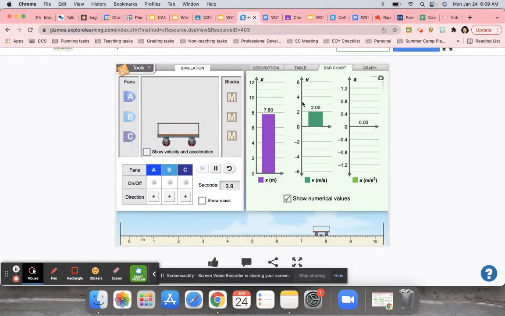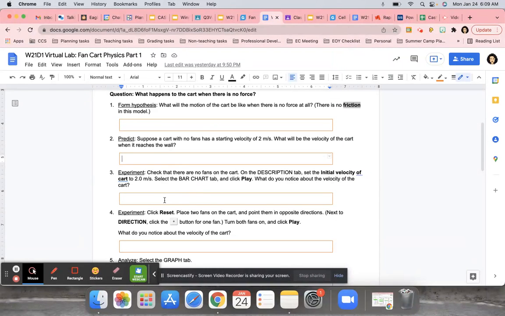So see this. So what is the velocity when it hit the wall? Is it the same or did it decrease or increase? So write your answer here.